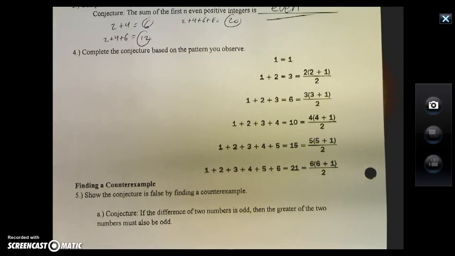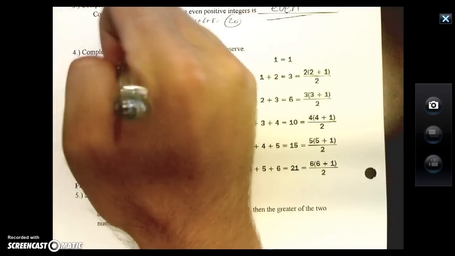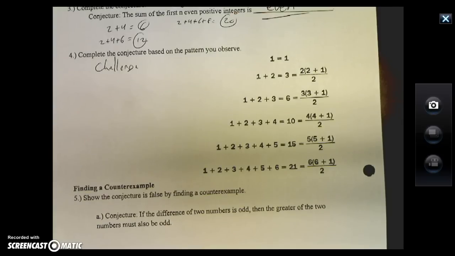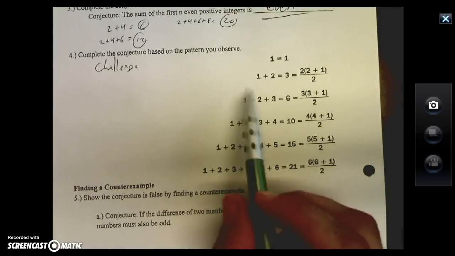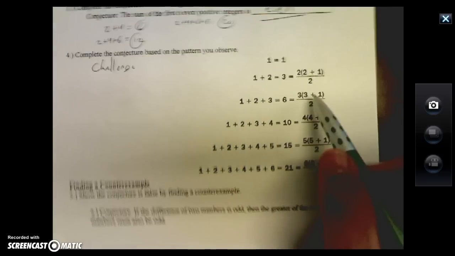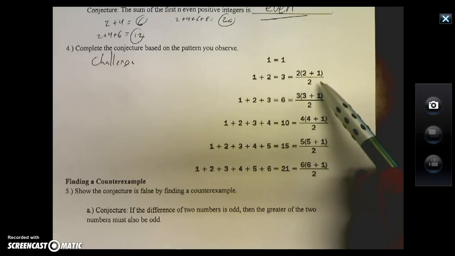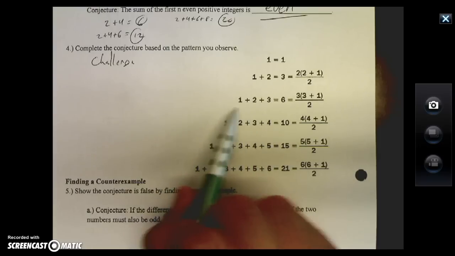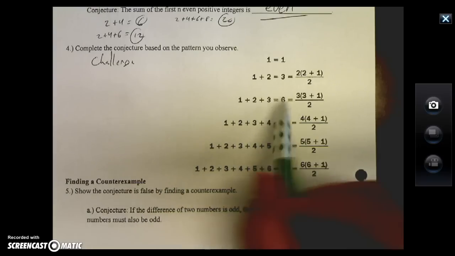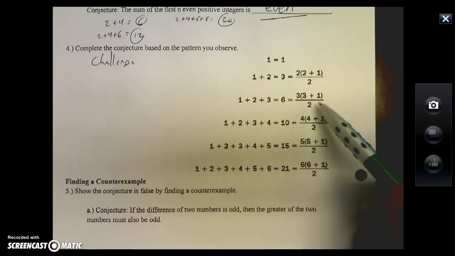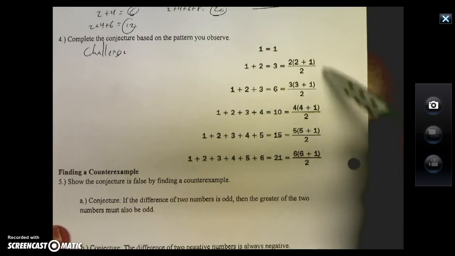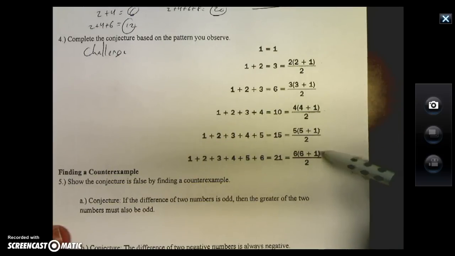Number 4, this is a little bit higher up. It's almost like a challenge problem, if you will. Again, terrible handwriting. Let's see here. 1 equals 1. Cool. 1 plus 2 equals 3. Now, the way they're rewriting this is 2 times the quantity 2 plus 1, divided by 2. Notice for the next one, 1 plus 2 plus 3 equals 6, which can be rewritten as 3 times the quantity 3 plus 1, over 2. And as we go down here, you're going to notice that each line something changes. So what changes each time?